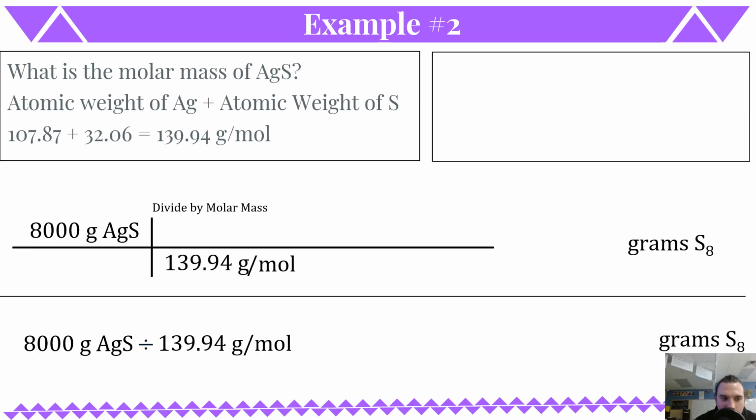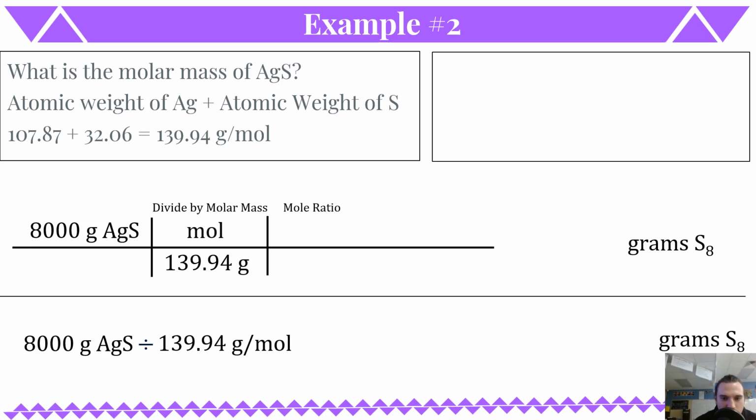Now, I am again showing you the conversion bridge method on the top, and the regular version on the bottom, to help you see why this is such an important skill. We can switch that moles over. Remember, if we're dividing by something in the bottom, we can switch it up to the top. So the 8,000 grams divided by 139.94 grams per mole.